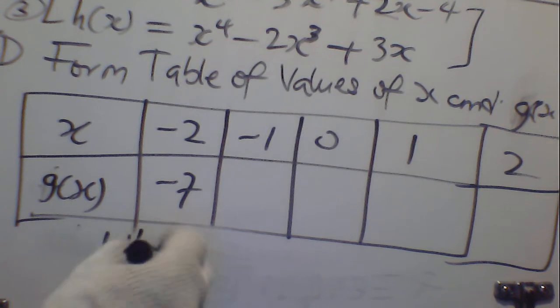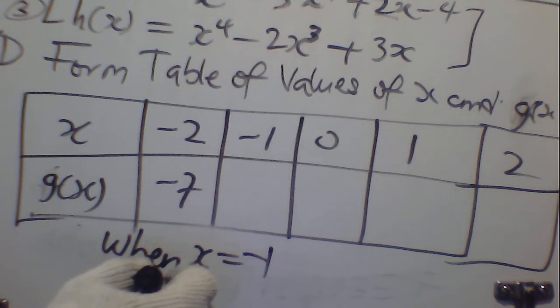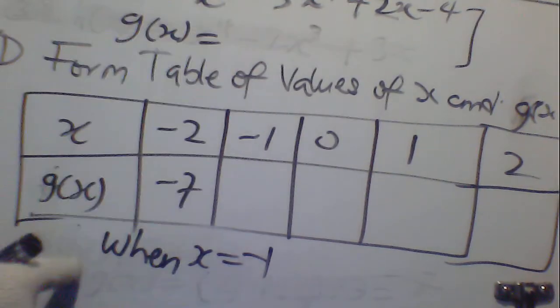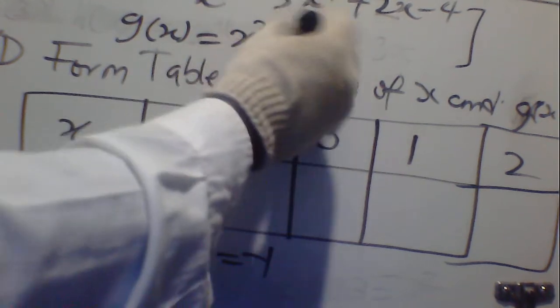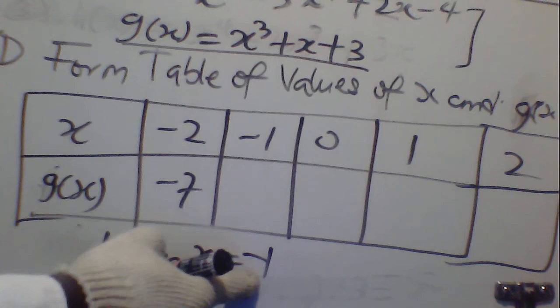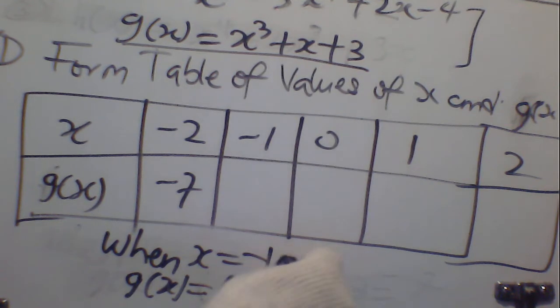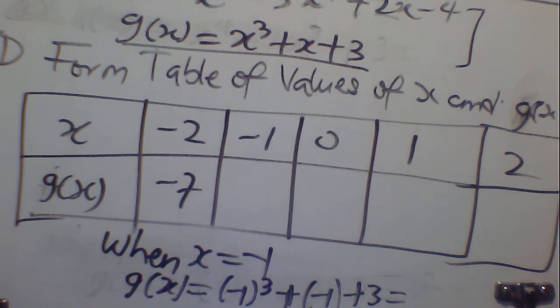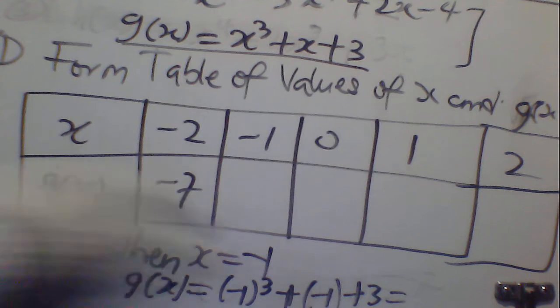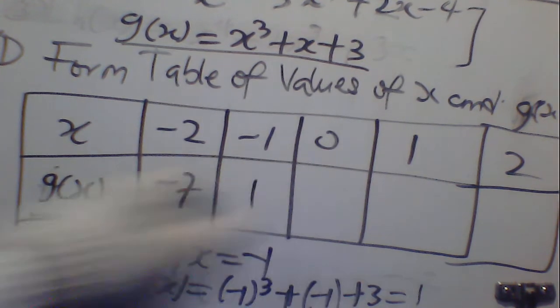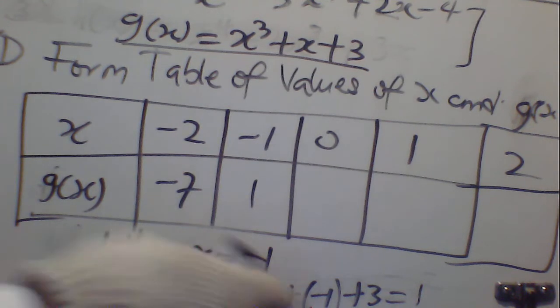So the second, when x is equal to minus 1. If you have copied the function out, this is the one you will do. We are trying to find the table of values for this function, x raised to the power 3 plus x plus 3. So when x is minus 1, g of x will be equal to minus 1 raised to the power 3 plus, in bracket, minus 1 plus 3. Minus 1 raised to the power 3 gives us minus 1, minus 1 minus 1 gives us minus 2, minus 2 plus 3 gives us 1. So this is 1. I hope you are following.